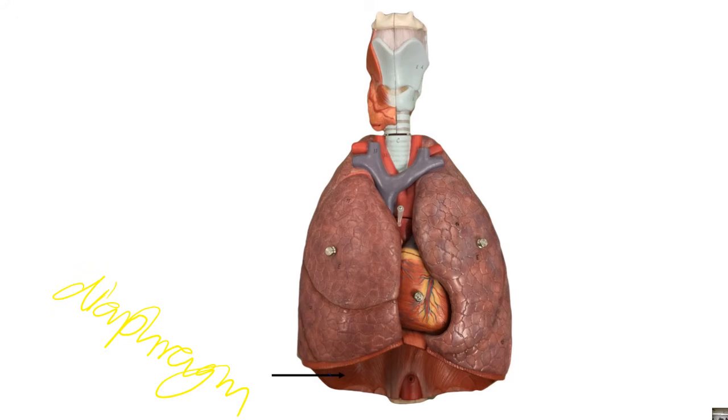On the lungs themselves, we have the left lung on that side and then the right lung on this side. And they're a little bit different from each other, right? Remember, the right lung's a little bit bigger. The right lung has 3 lobes, the left lung has 2 lobes.